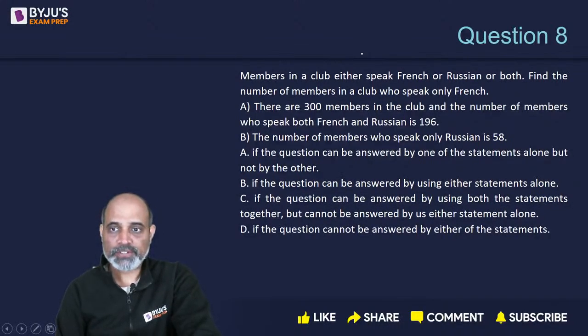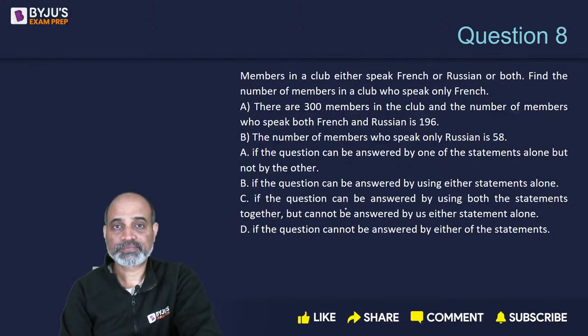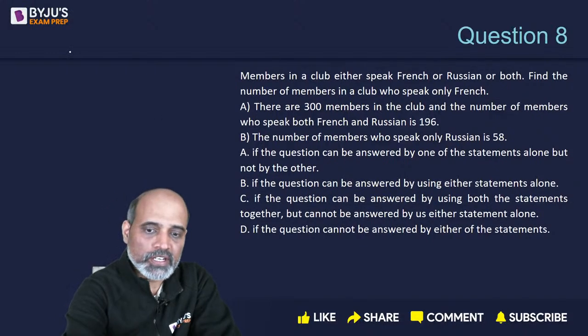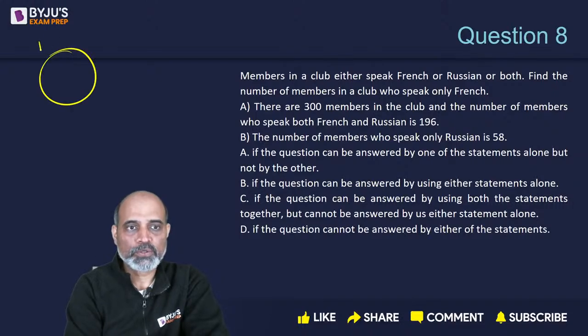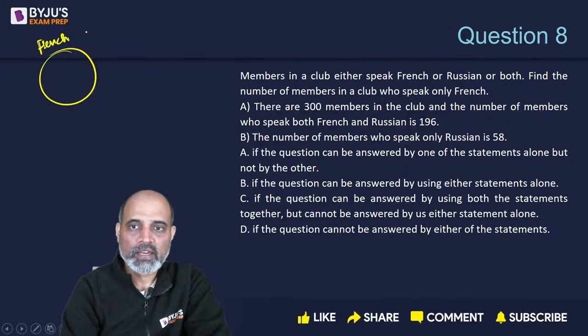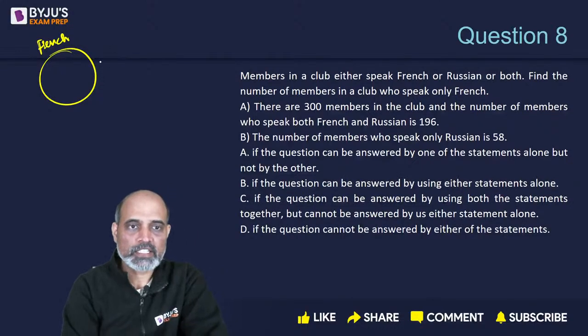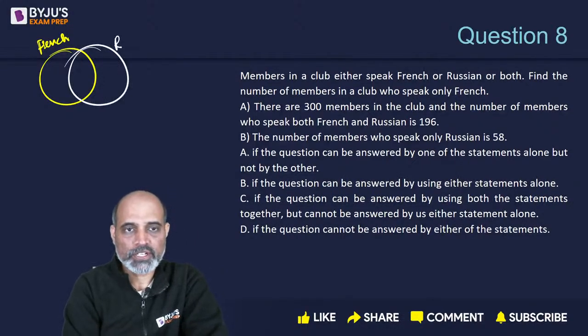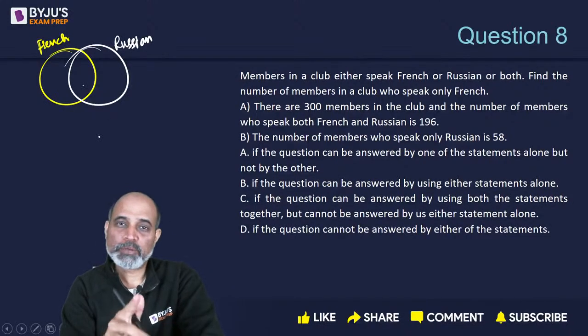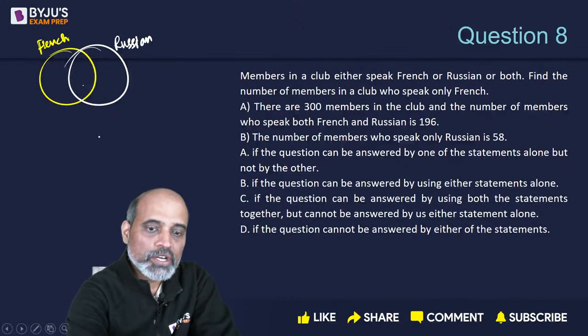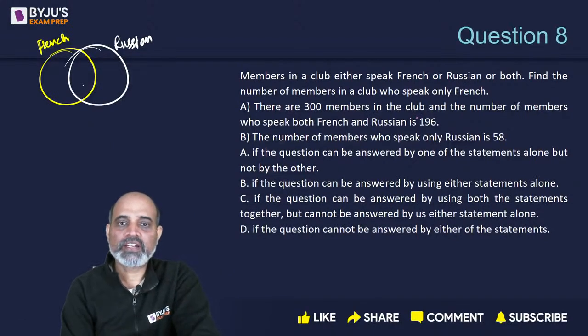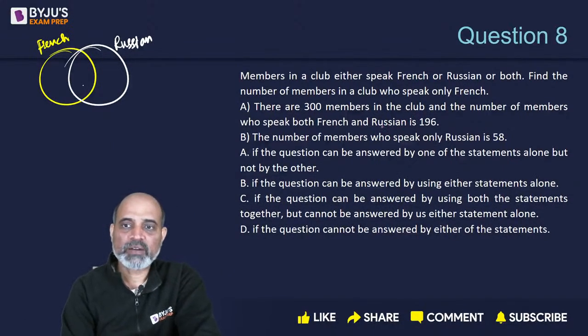The members find the number of members in a club who speak only French. So this is a question based on Venn diagram, right? So let's do one thing. Let's say these are the people who speak French, and let's say these are the people who speak Russian, and the common part will be the people who speak French and Russian both. Now, as per the question, there are 300 members in the club, and the number of members who speak both French and Russian is 196.